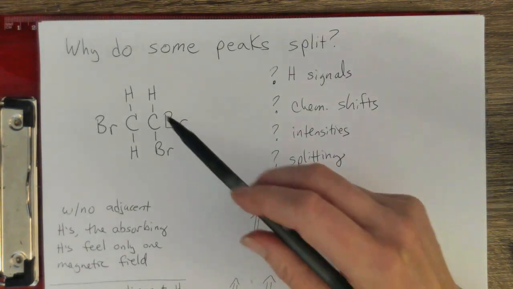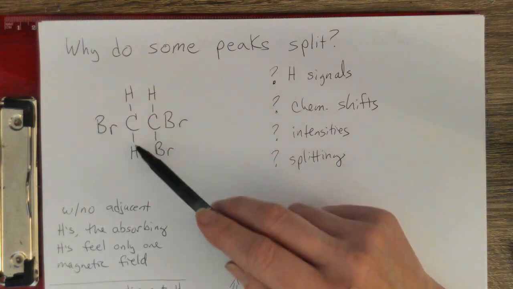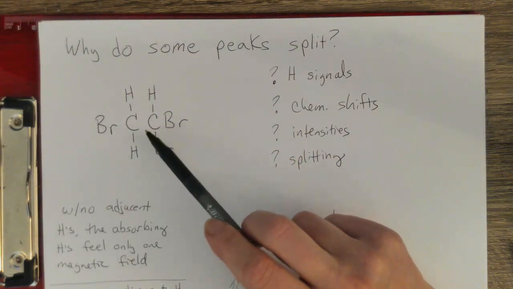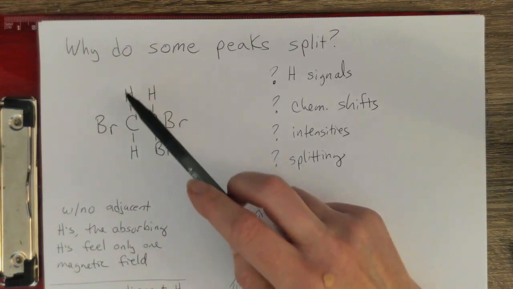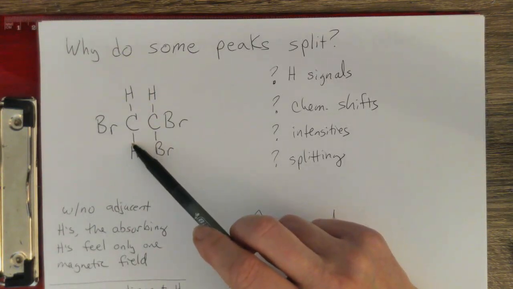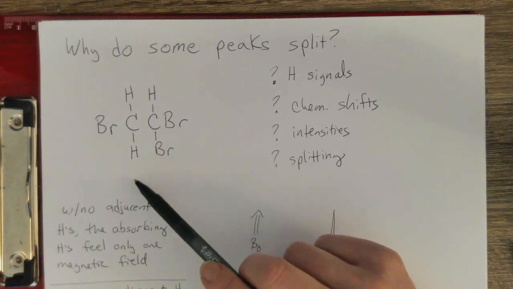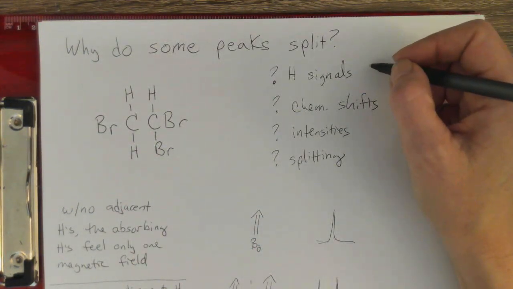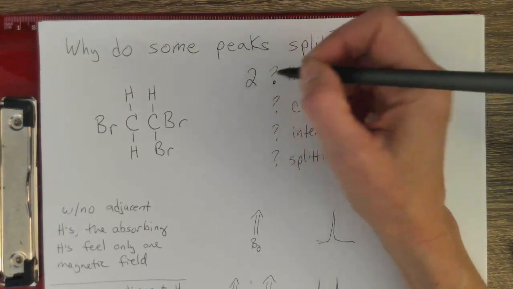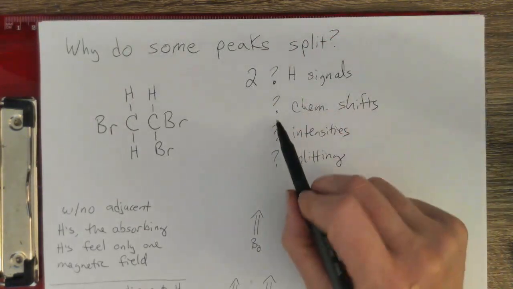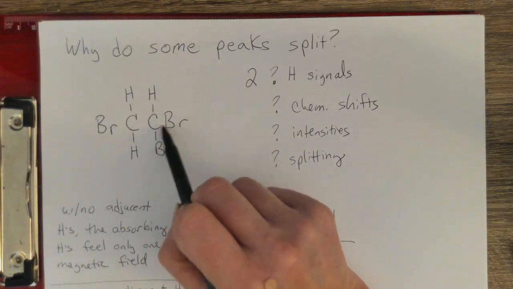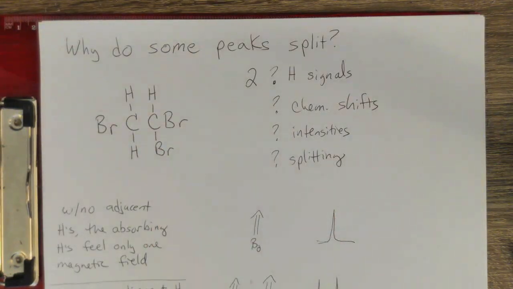So if we look at our compound here, we have a CH and a CH2, right? And so we expect there to be two proton environments, so two signals. So I'm just going to make a note here, we expect to see two of those. In terms of the chemical shifts, both of these protons are part of an alkyl bromide.